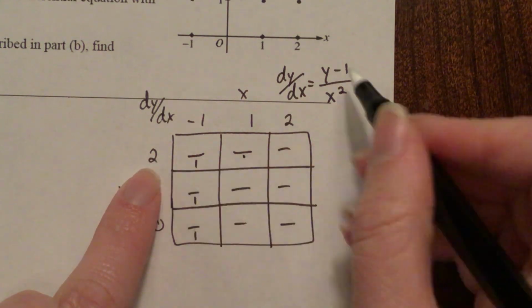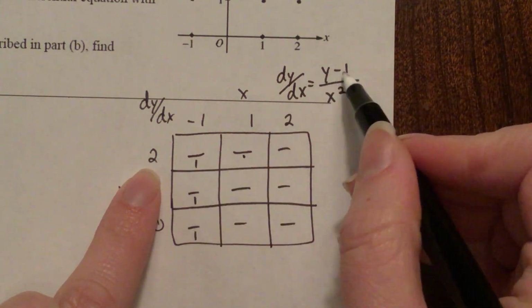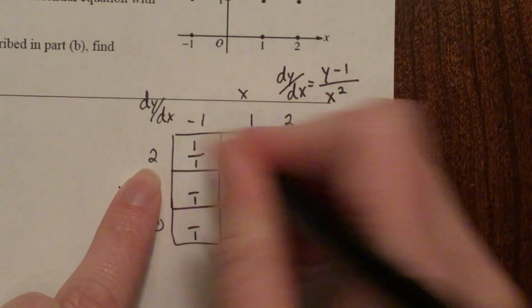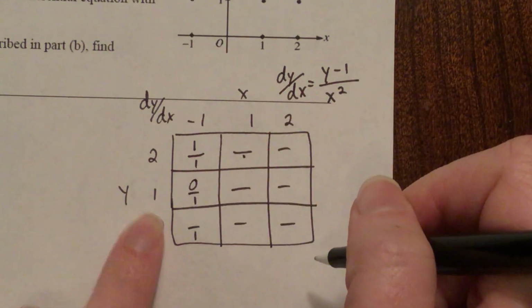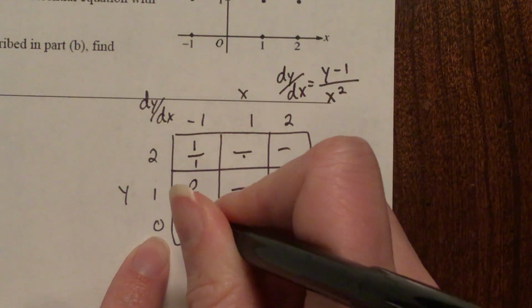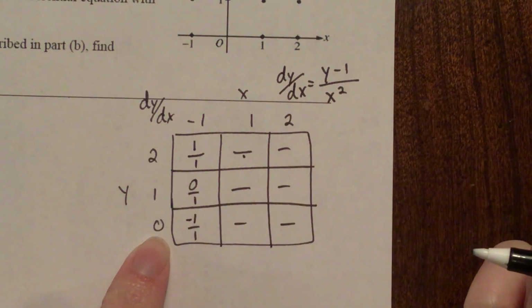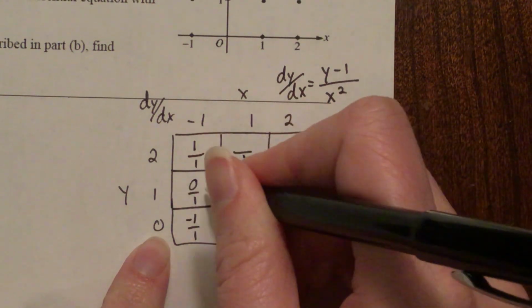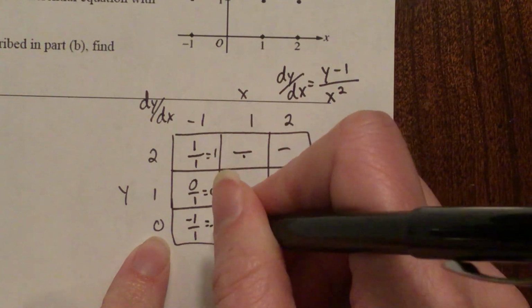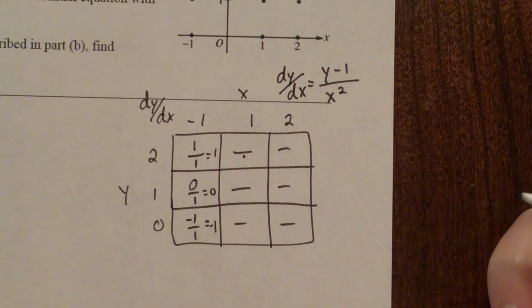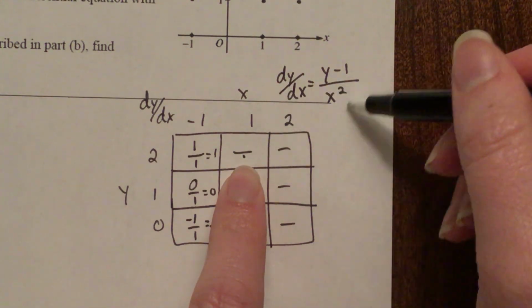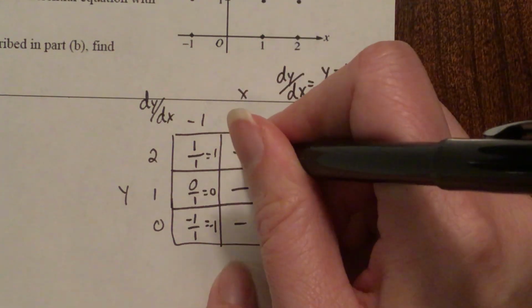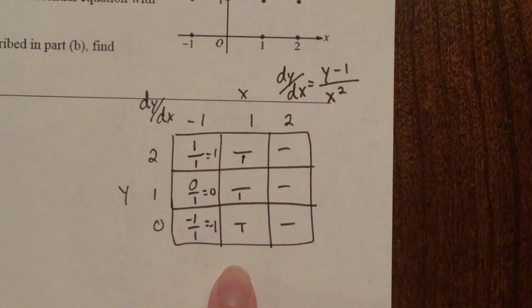Now let's plug in 2 on the top for y. 2 minus 1 is 1. Next, 1 minus 1 is 0. Next, 0 minus 1 is negative 1. So we have 3 slopes. This is 1, this is 0, this is negative 1. Next, when x is 1, our denominator is 1 again. So that's that whole column.